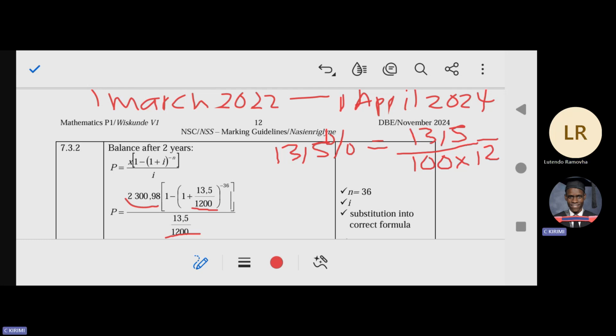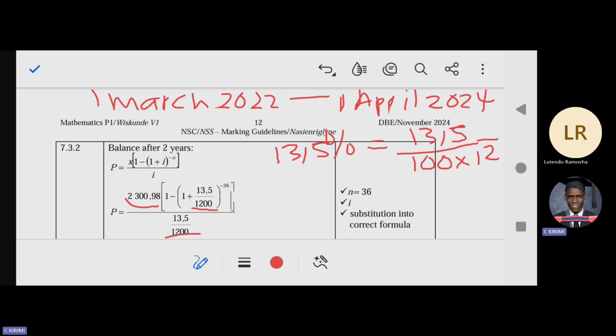For 4 years, how many months is 4 years? 48 months. Yes. And here we are having how many months? 36. Yes. So what happened? He paid the installment for 2 years. That means there were 3 years left, meaning 36 months left. 3 years were left, isn't it? Yes.